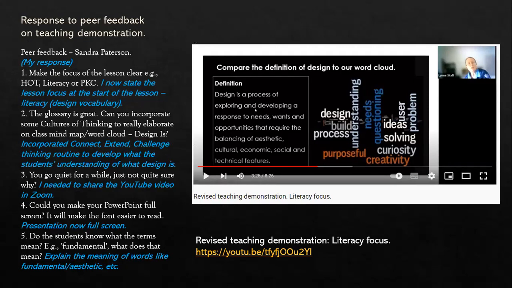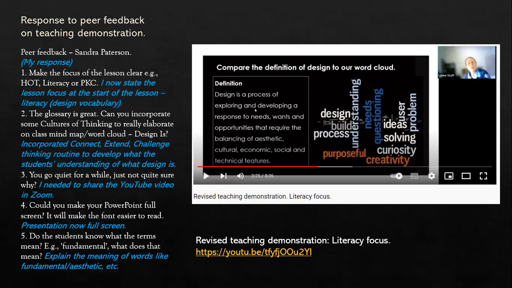Secondly was a comment to incorporate some cultures of thinking to really elaborate on the class mind map word cloud. In response to that, I incorporated a connect, extend, challenge thinking routine to develop the students' understanding of what design is. I also made the PowerPoint full screen, which will make it easier for students to read.